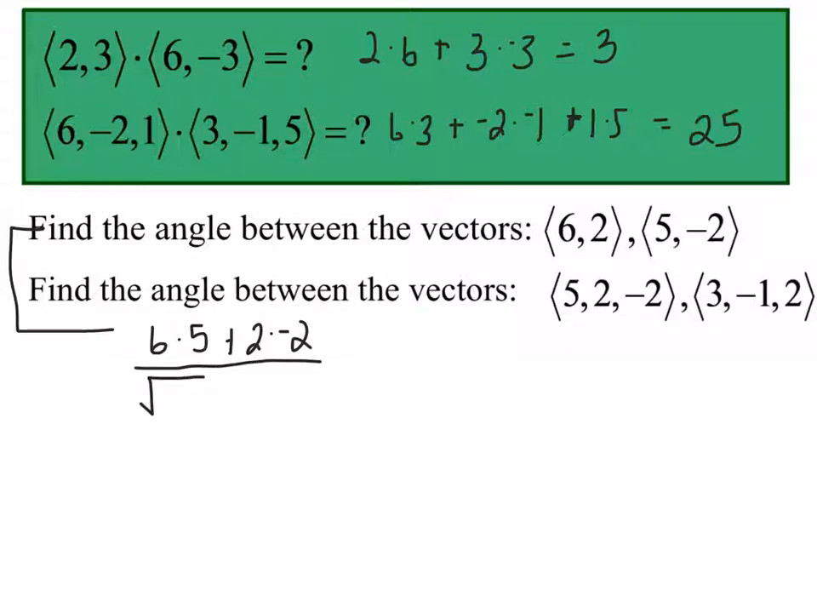So 6 squared plus 2 squared, so this will be the square root of 40, and this one will be 5 squared plus negative 2 squared, so that will be 29. We're going to have 40, we're going to have 29. And this is equal to the cosine of theta, so we will take the inverse cosine of this whole thing, and that will give us theta.